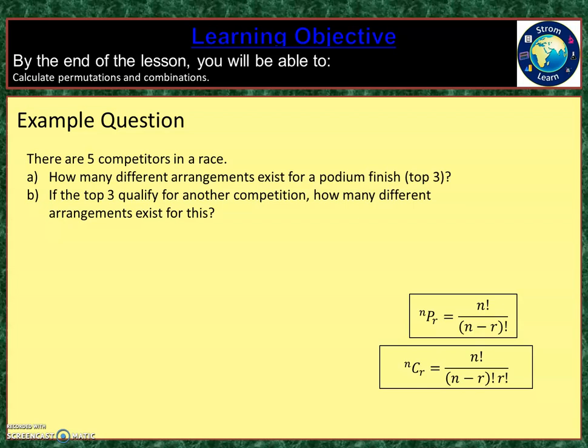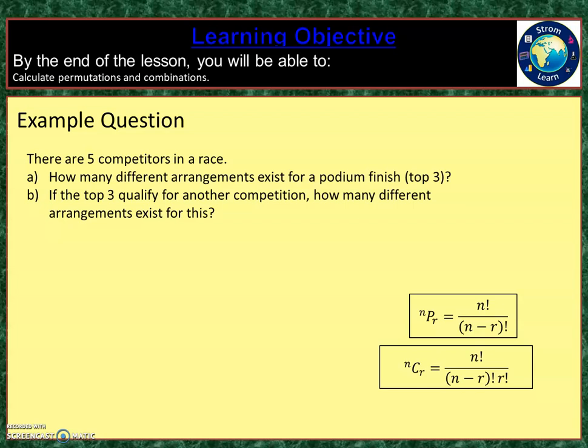Now you may have noticed the 2 formulae on the bottom right hand side of the screen. They are the formula that we can use for permutations and combinations. So both use N and R, where N is the number of items that there are to be selected from. So in this case, that's the 5 competitors. And R is the number of selections we're going to make. So in this case 3, because we're interested in only the top 3.